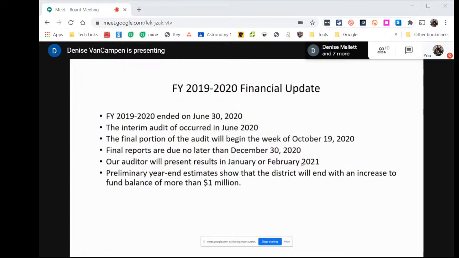My preliminary year-end estimates, and again I'm going to say preliminary, show that we are going to end with an increase to the fund balance of more than $1 million. Does that mean 1 million is what we have, or 1 million more than the 300,000? $1 million more than 300,000. So when we take revenues less expenses for fiscal '20, I'm looking at $1 million or more for the ending balance.